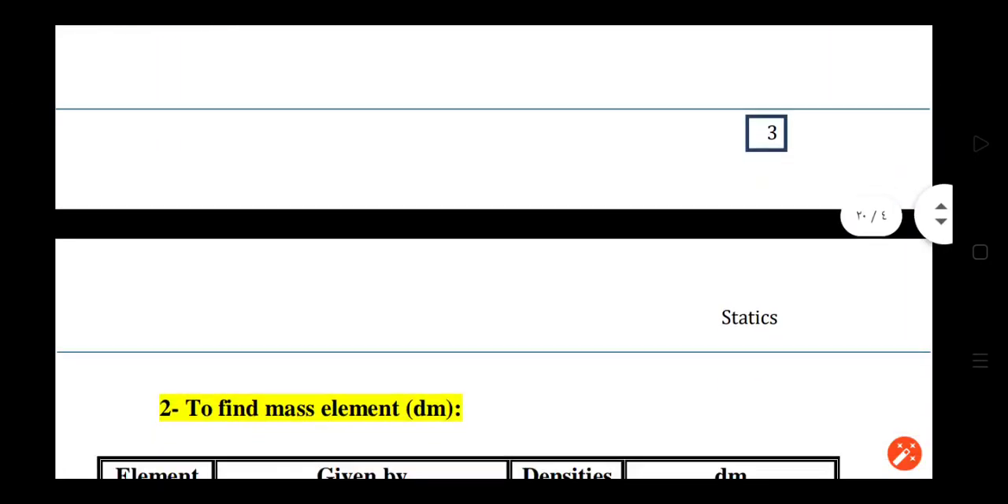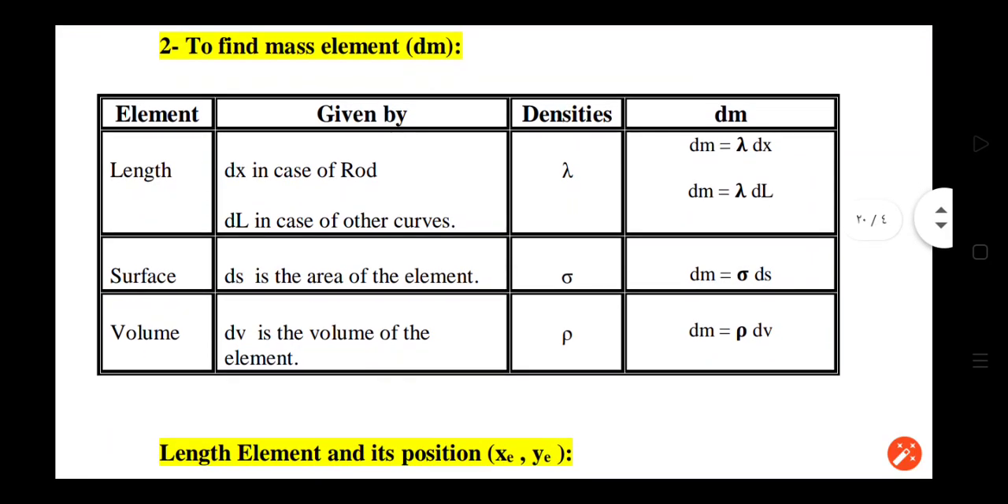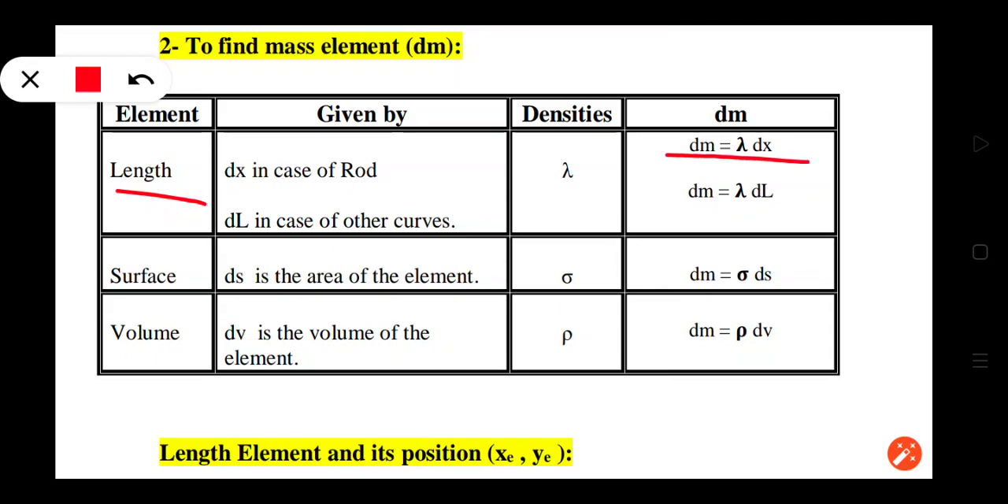Now we should know the different types of dm according to the different types of elements. If we take a length element, then dm equals the length density times the length of the element. So in a rod, dm equals lambda dx. In different curves, dm equals lambda dl.